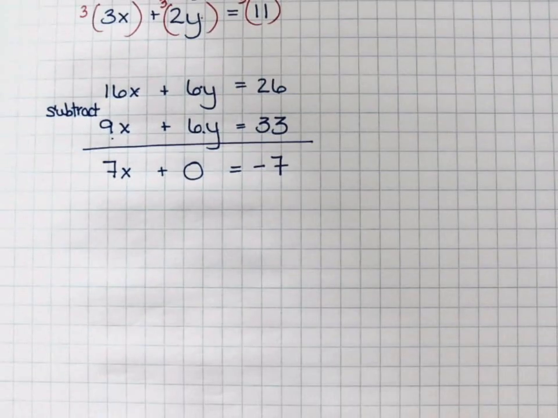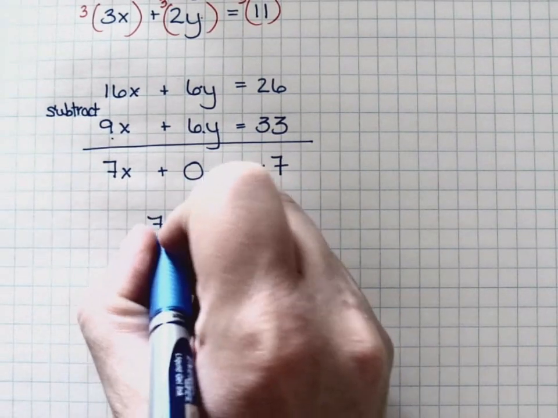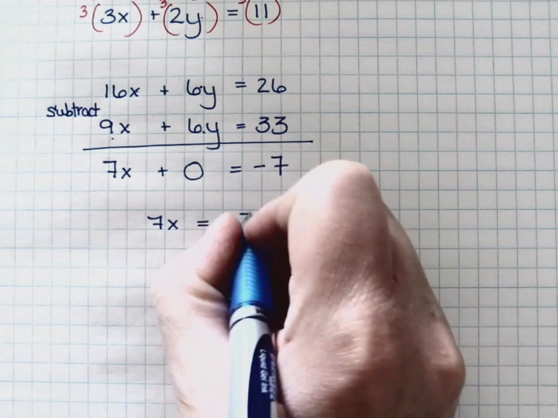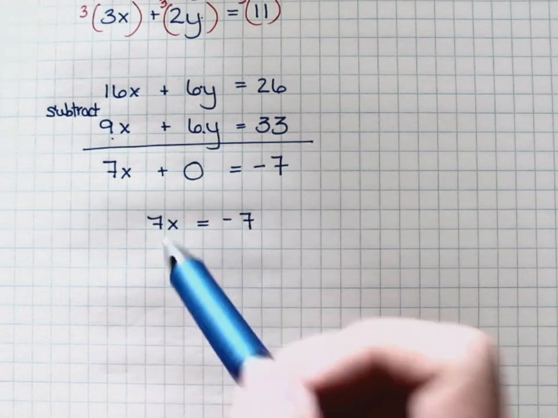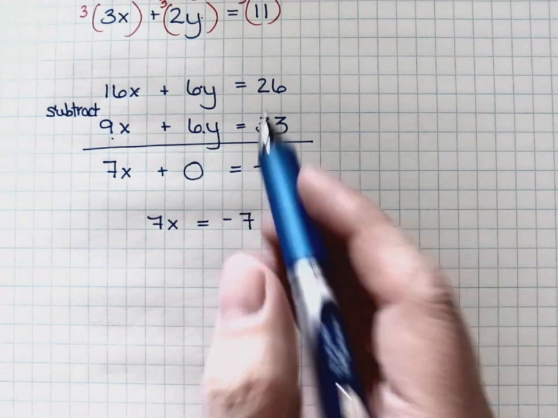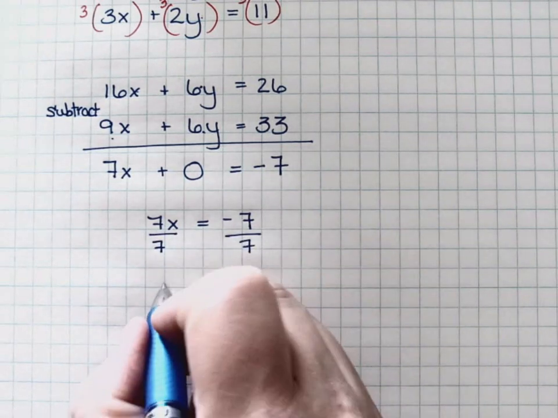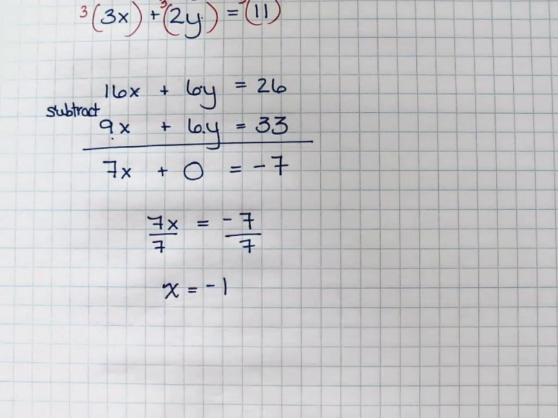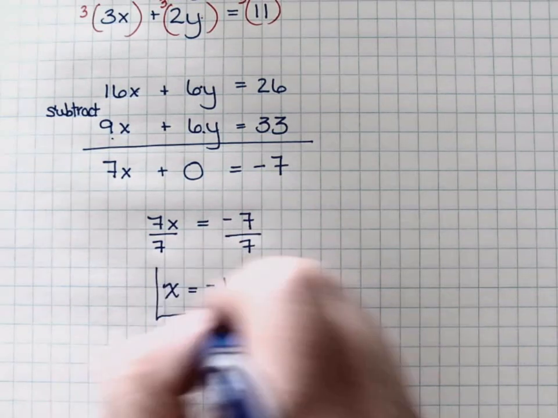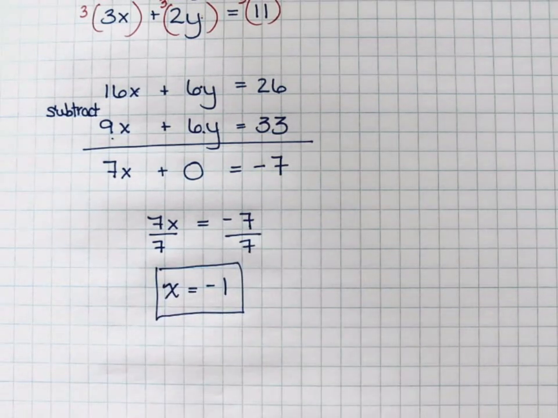All right, so now it's just that one-step algebra. 7x equals negative 7, because I don't need to write the 0 in there. It's kind of extra. Want to get x by itself, so divide by 7, divide by 7. X is equal to negative 1. So I've solved for my first variable. Remember, the equation's not complete until you solve for both variables.